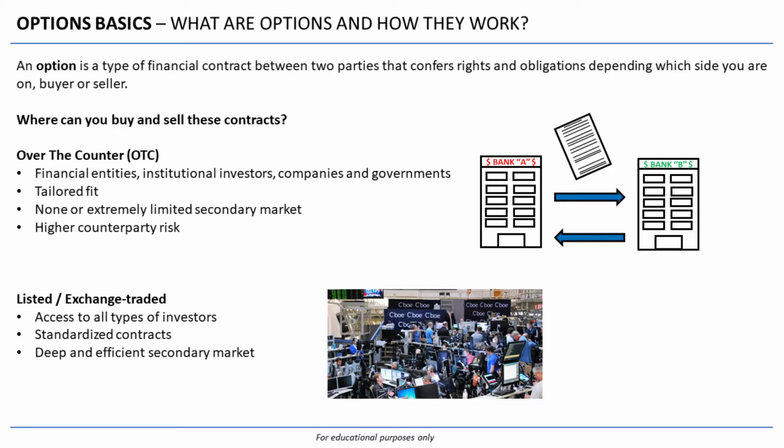Some of the advantages are that option contract characteristics can be tailor-fit. These are usually referred to as exotic options, given their unique characteristics and sometimes atypical payoff profiles. Some of the disadvantages are that there is none or an extremely limited secondary market and a higher counterparty risk.